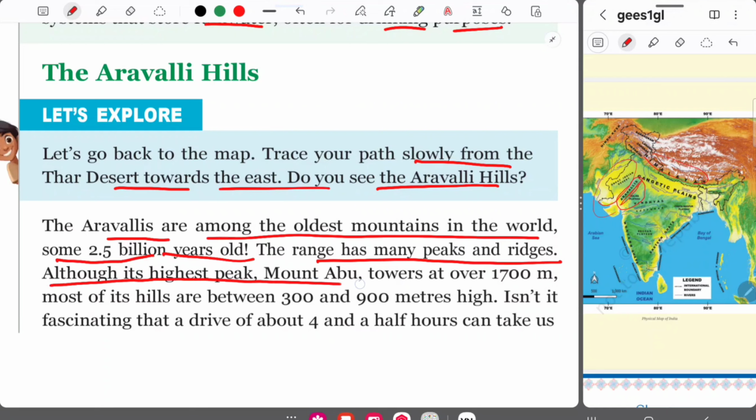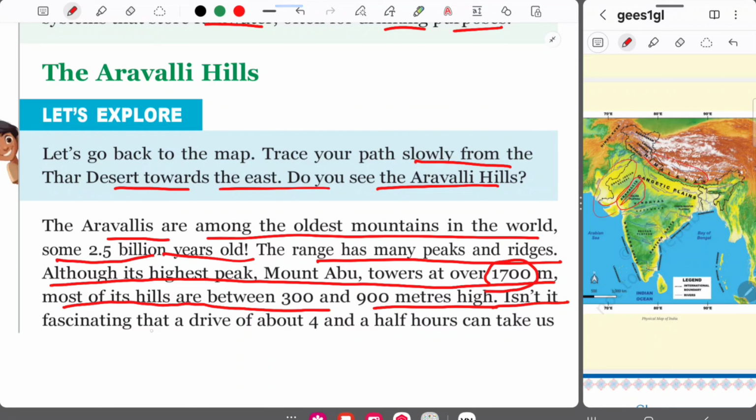Although its highest peak, Mount Abu, towers at over 1700 meters, most of its hills are between 300 and 900 meters high. So the highest peak of the Aravalli hills is Mount Abu. Most of the other hills are usually 300 to 900 meters high, and the height of Mount Abu is 1700 meters.